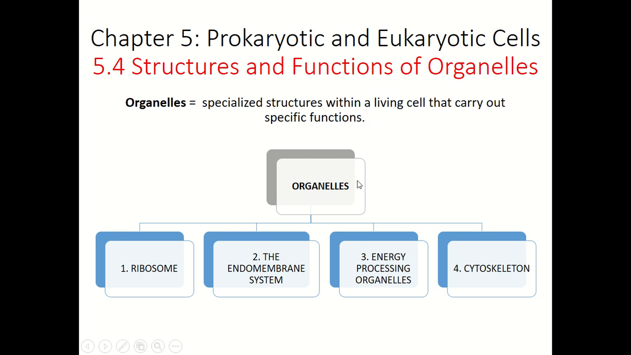There are four major types or groups of organelles. The first one is the ribosome, the second one is the endomembrane system, the one that consists of a membrane, the third is the energy processing organelles, including the mitochondria and also the chloroplast, and last but not least, we have the cytoskeleton.